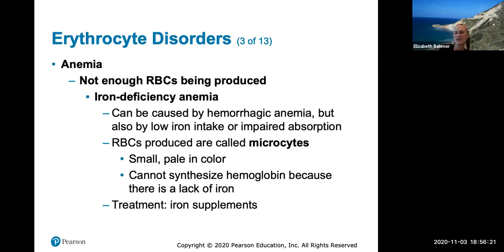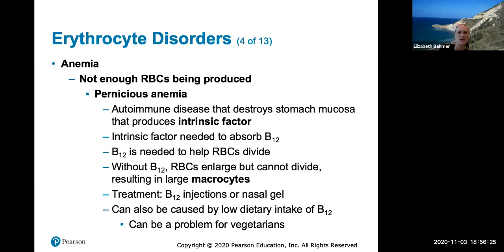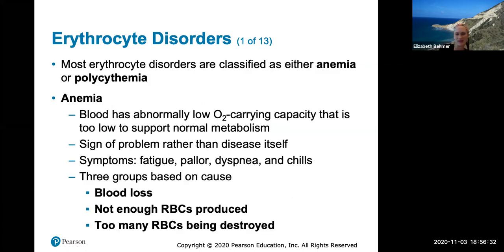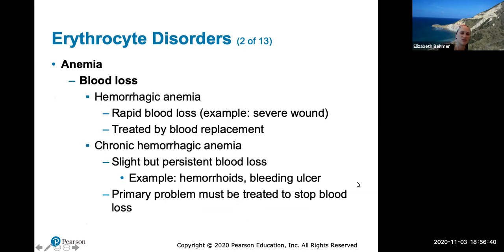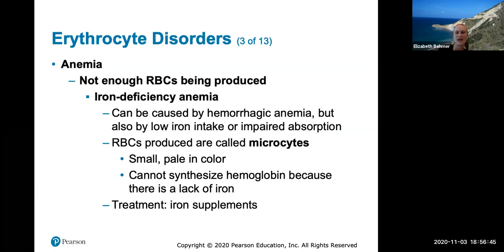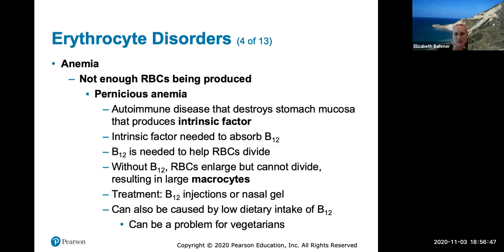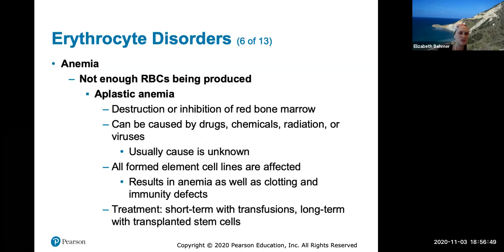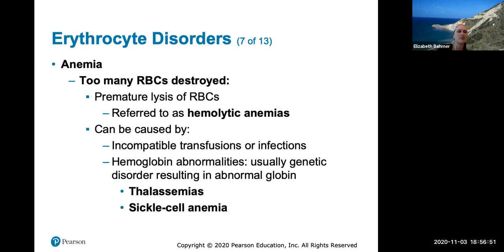You should know iron deficiency anemia, which has to do with just lack of iron. I want you to know that pernicious anemia is an autoimmune disease, where the body attacks itself. I want you to know basically maybe just the 3 groups of anemia: either they're losing blood, not enough red blood cells, or too many red blood cells destroyed. So no, not everyone. Iron deficiency and pernicious anemia. I like to focus on those because those are the ones that people have probably heard of.